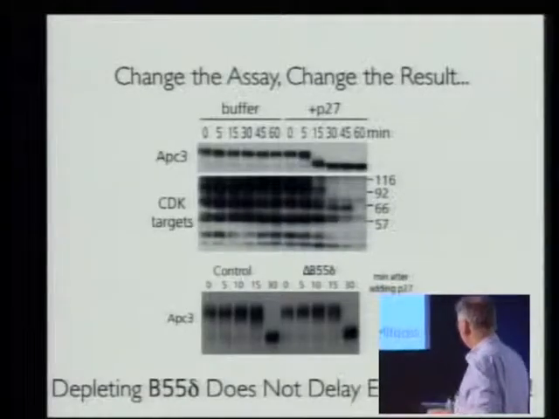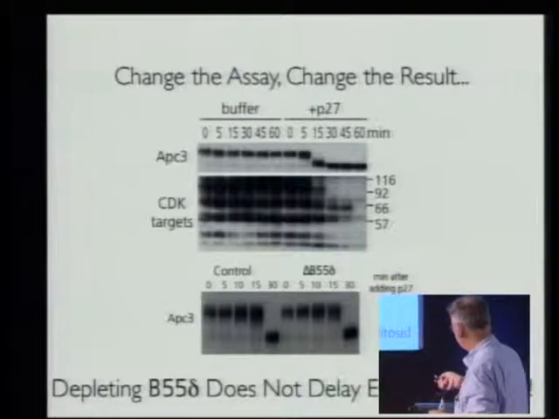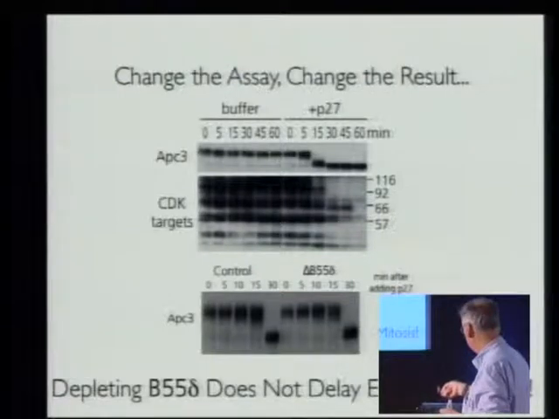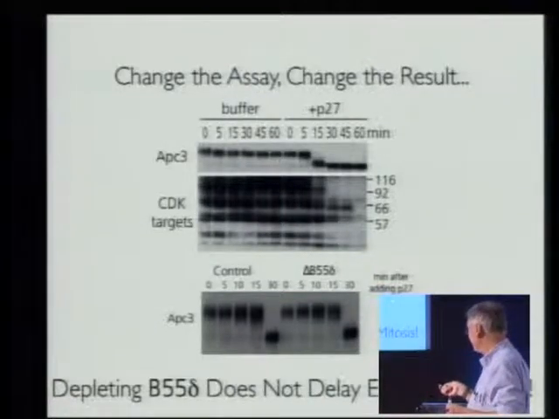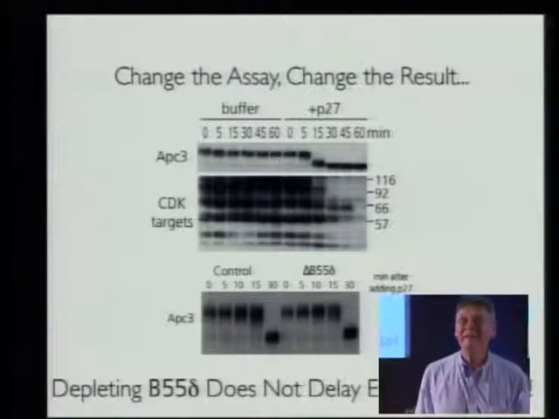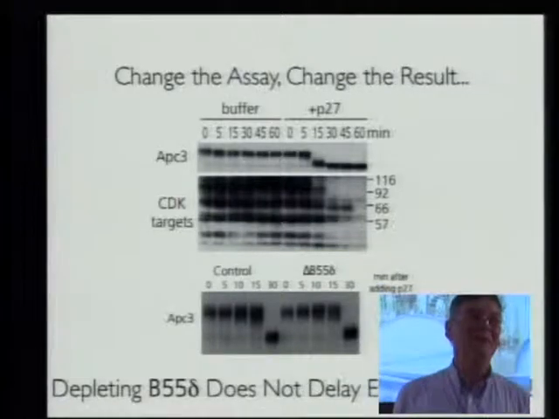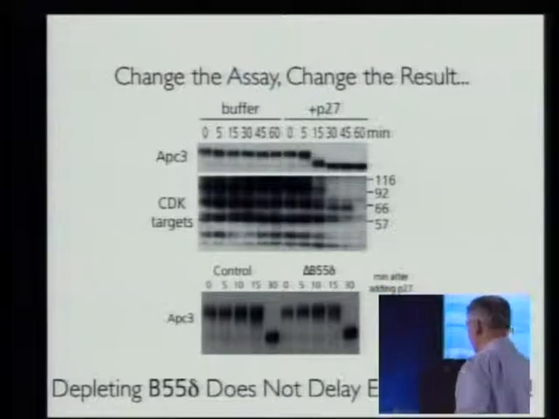So we did the assay. Here's the buffer control, we're stuck in mitosis. Force exit by adding the inhibitor of CDK1, whoosh, we come out, APC3 gets beautifully dephosphorylated. These CDK targets, this is an antibody that recognizes many mitotic phosphoproteins, they all get cleaned out. Then compare the control mock depleted extract, which comes out after half an hour, with the B55 delta depleted extract. And hell's bells, there's no difference. Ugh! Yuck! Oh dear, end of beautiful hypothesis. This can't be the enzyme that dephosphorylates the bulk because when you get rid of it, they all get out. So this is awful.